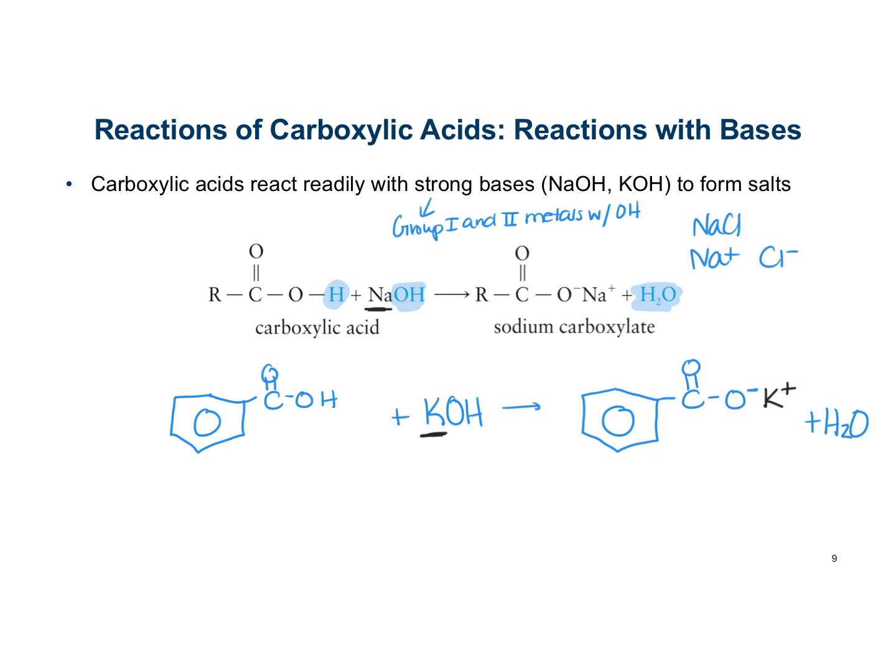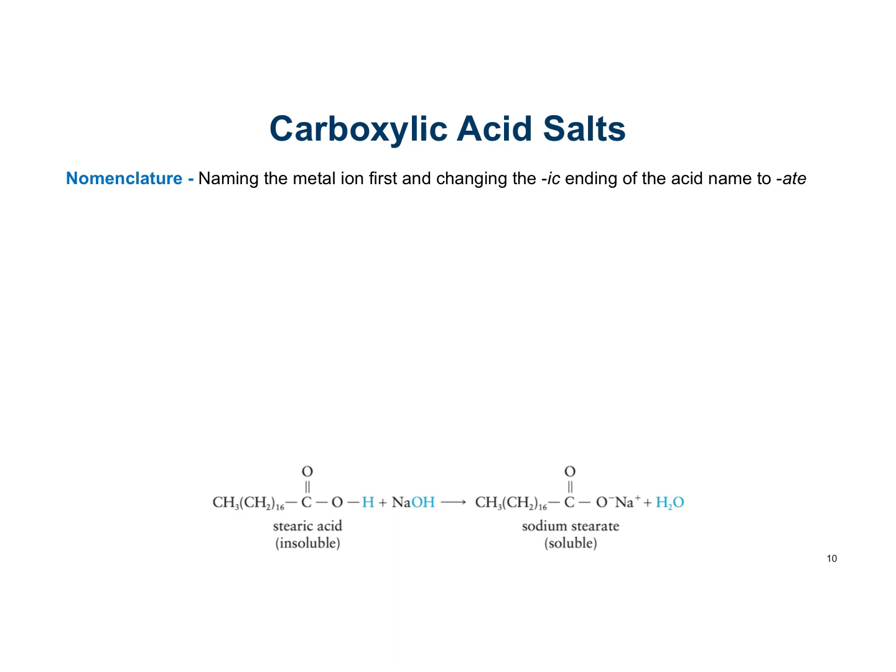Now the name of this is potassium benzoate, and I want to talk to you now about how we would go about naming some of these salts. When we name the salt, you name the metal ion first. So for example, if we have CH3, C double bond O, O minus, Na plus, we name the metal ion first, and that name is going to be sodium.